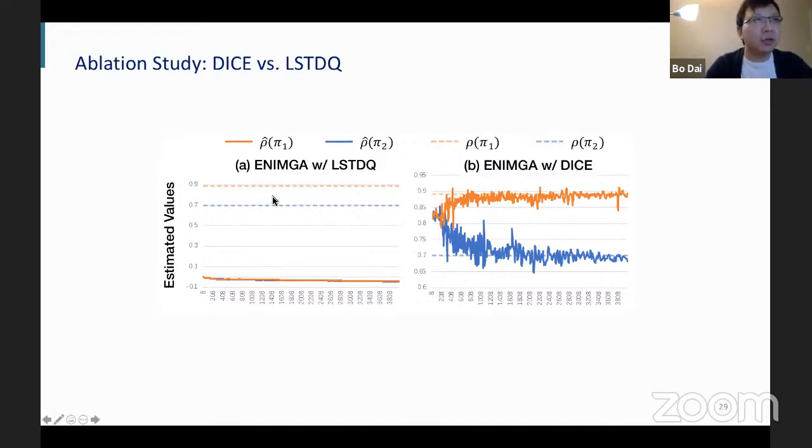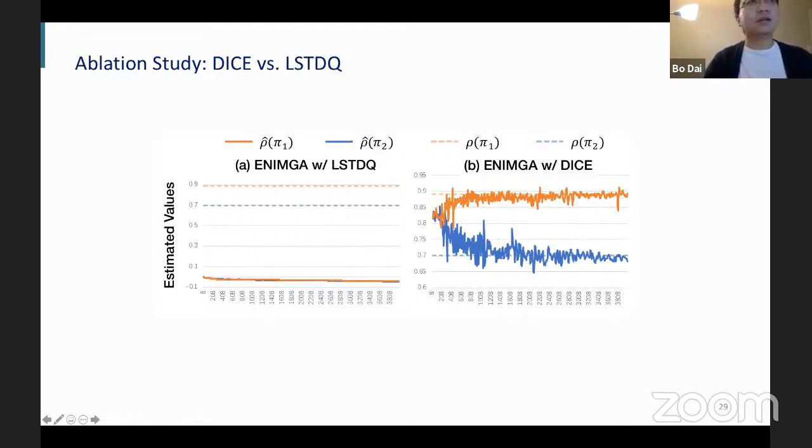And here we cover this method in gamma, where we replace DICE with LSTDQ. So you see, because it's sparse, the performance now is far away from the true value. These are two agents, and the dollar is their true policy value. And this is what LSTDQ gets. And now here we use DICE, and you can see we converge to the true value very quickly.